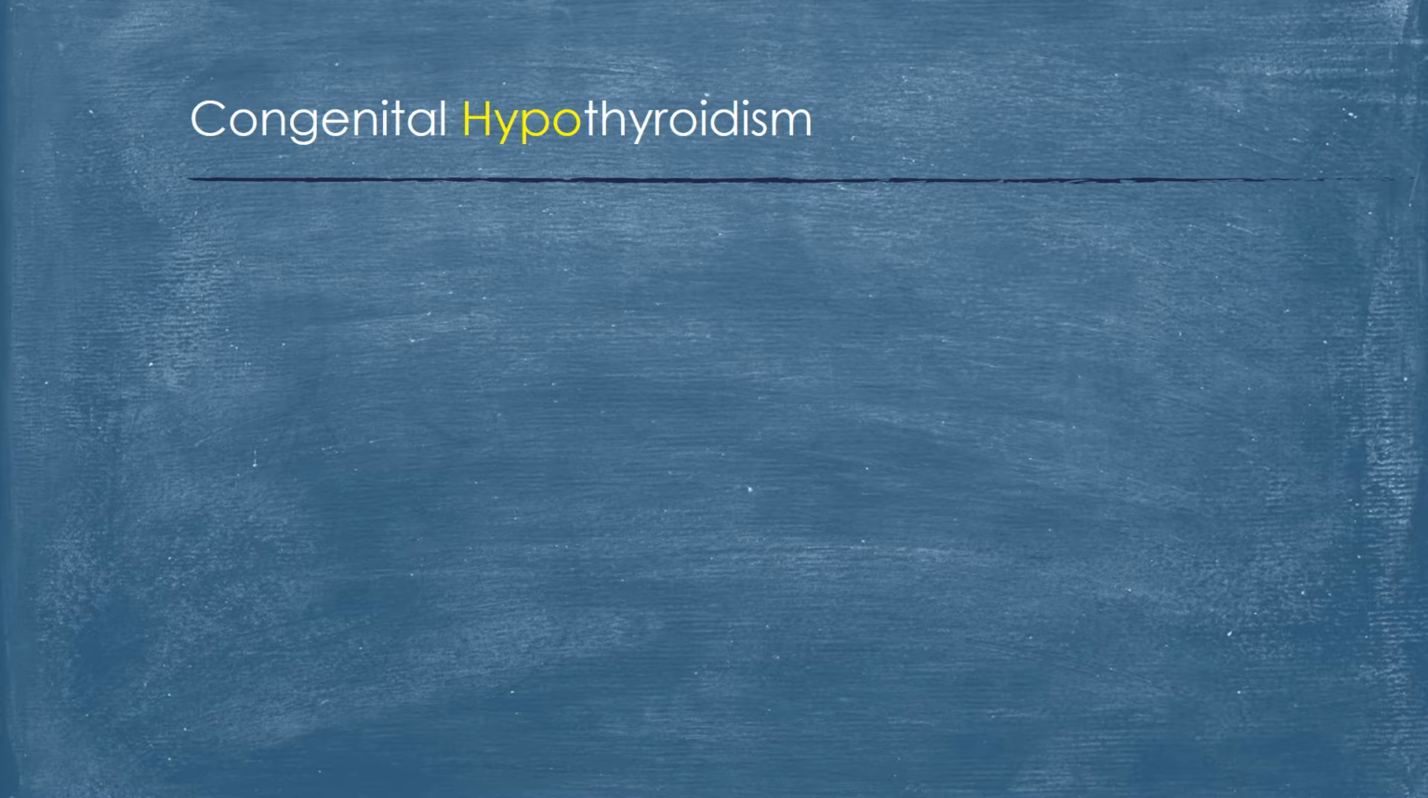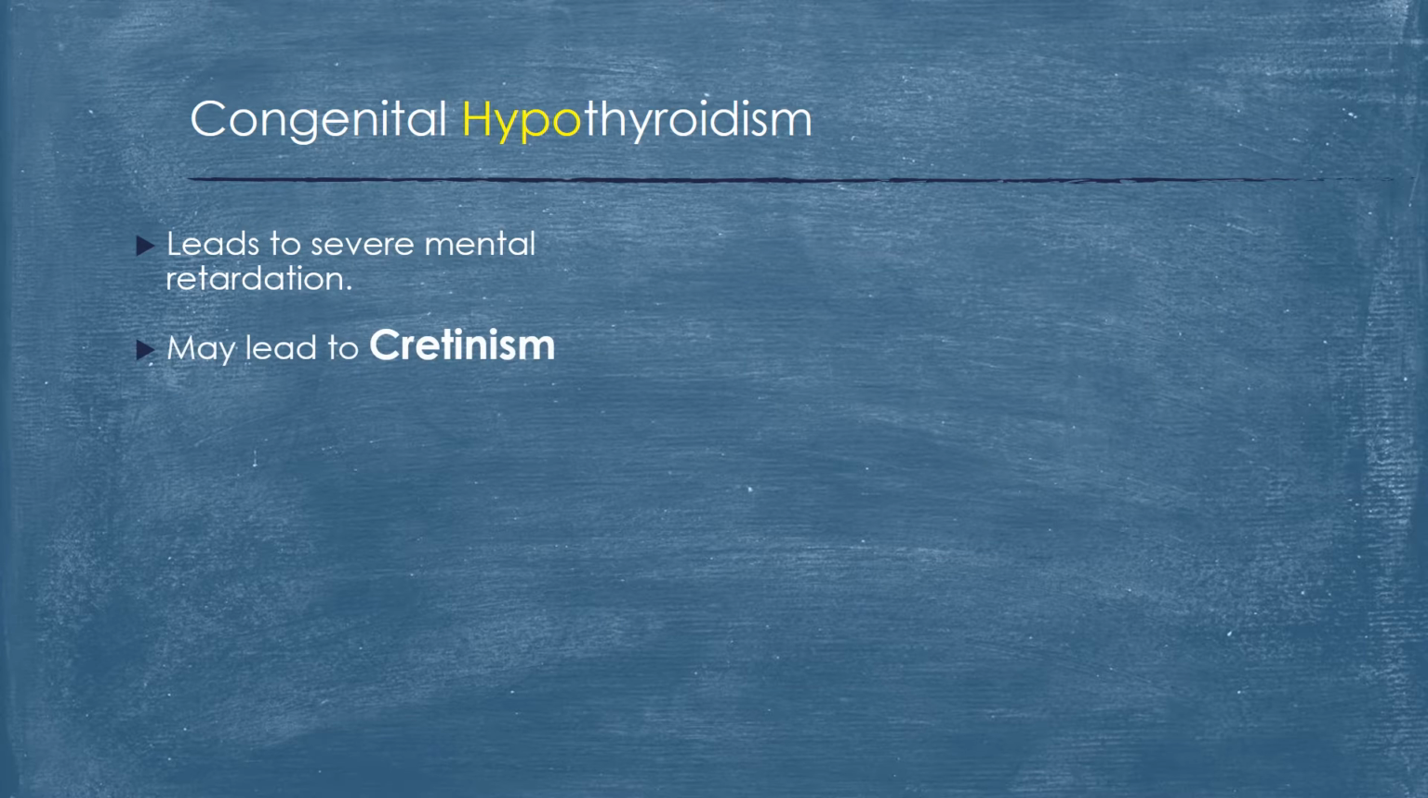Okay, whenever we have congenital hypothyroidism, this is a very dangerous thing. Hypothyroidism coming from birth is very dangerous. It will lead to severe mental retardation if not corrected rapidly, because it appears that the thyroid hormone is very essential for mental development in the first few years of life. So this may lead, if not corrected, to cretinism.